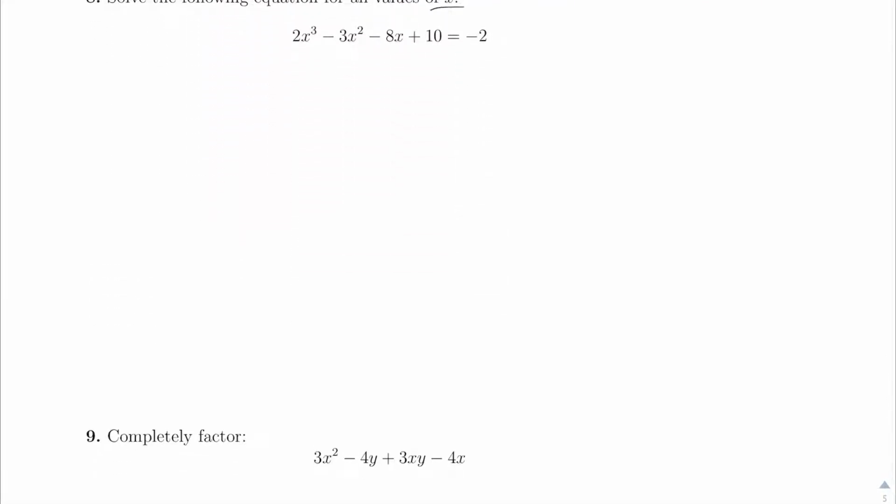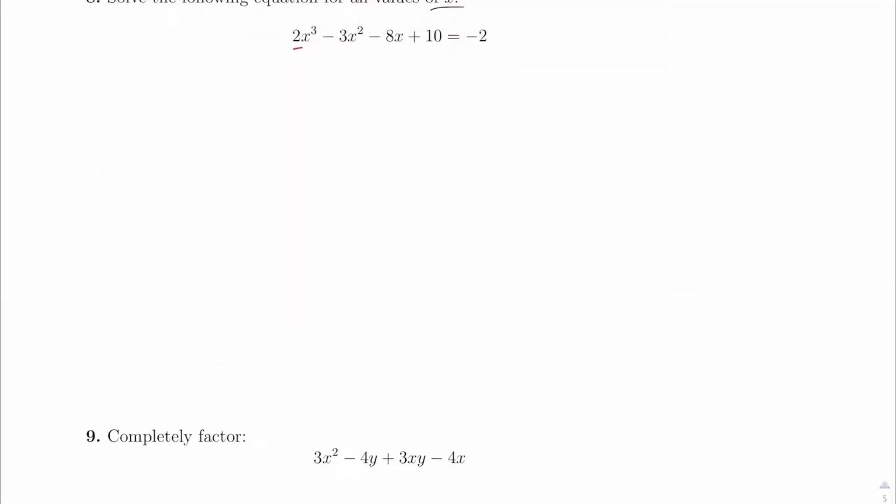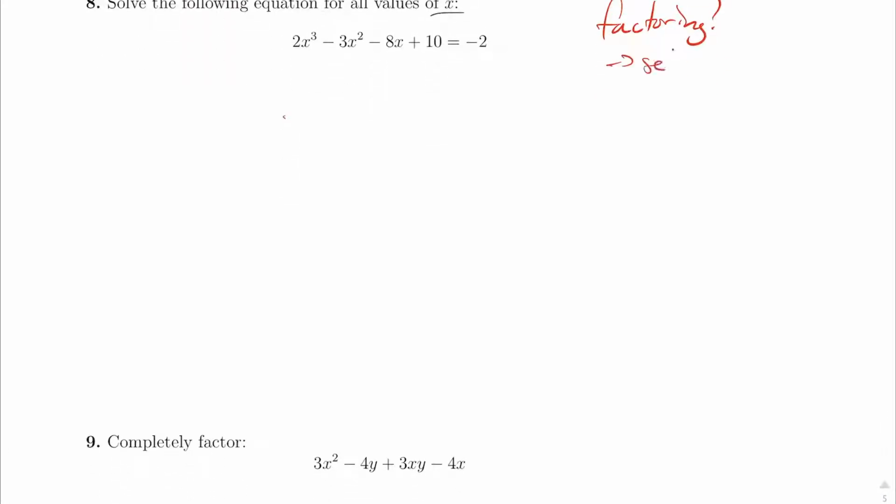Solve the following equation for all values of x. So it's not immediately evident what we're going to need to solve this problem, but we see 4 terms that cannot be combined. Some of them have x's, so we're not going to be able to isolate x. So maybe factoring will help? So let's start by setting it equal to 0, because that's a really good idea when we have factoring.